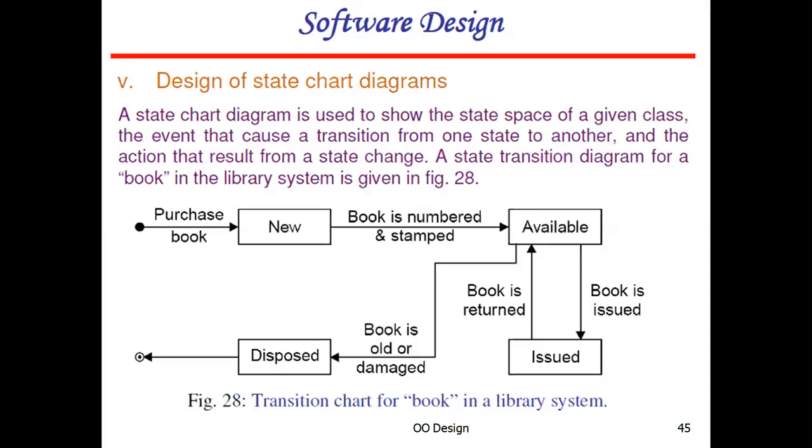Okay, the next one is to design a state chart diagram. A state chart diagram is used to show the state space of a given class, the events that cause a transition from one state to another state, and the actions that result from a state change. Here is a state transition diagram for a book in the library system. First, suppose that we are purchasing a new book. The book is new. When the book is numbered or stamped, the book is available in the library. The book may be returned or issued. These 2 kinds of operations are performed. After a long period of time, the book is old or damaged, so we need to dispose of the book. So this is an example of a state chart diagram.